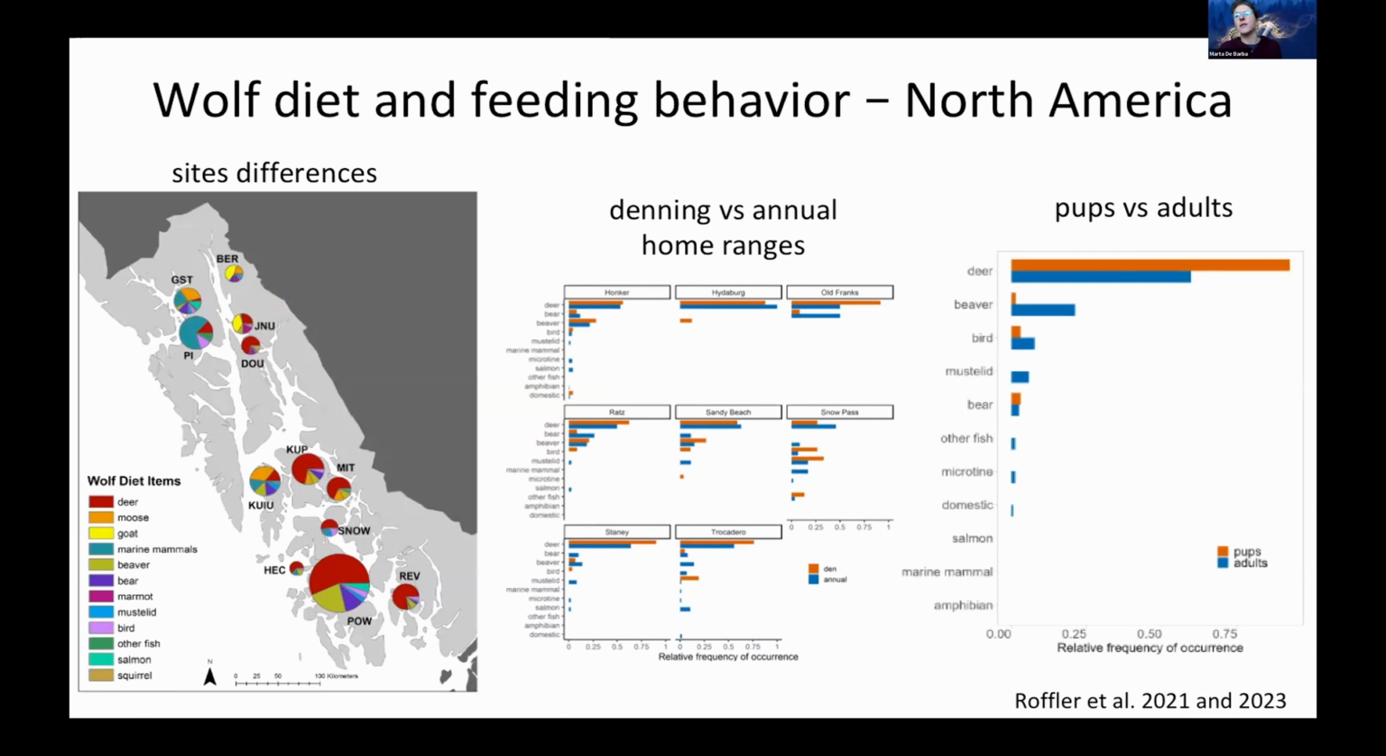But in this case, they went a little bit farther than what we did, because they had more samples, and also they had ecological data in relation to the samples. So they have a lot of metadata for the samples. So they looked at, for example, the diet and different feeding behavior between the denning and the annual home ranges, and then at differences between pups and adults.